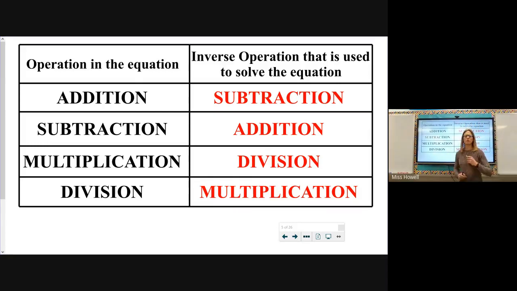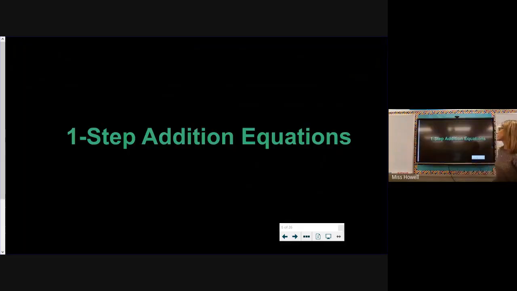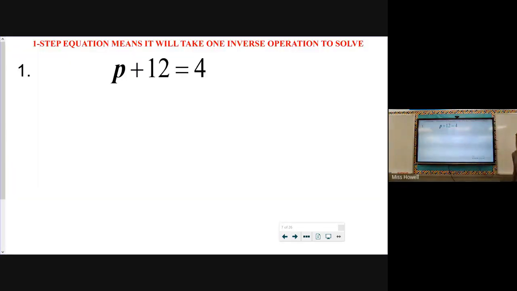And it should be a review of things that I did in previous math classes. So starting with if I have a one-step equation that starts with an addition in the equation, how do I go about solving? Using the inverse operation of subtraction. So number one, we want to solve that equation, p plus 12 equals 4.